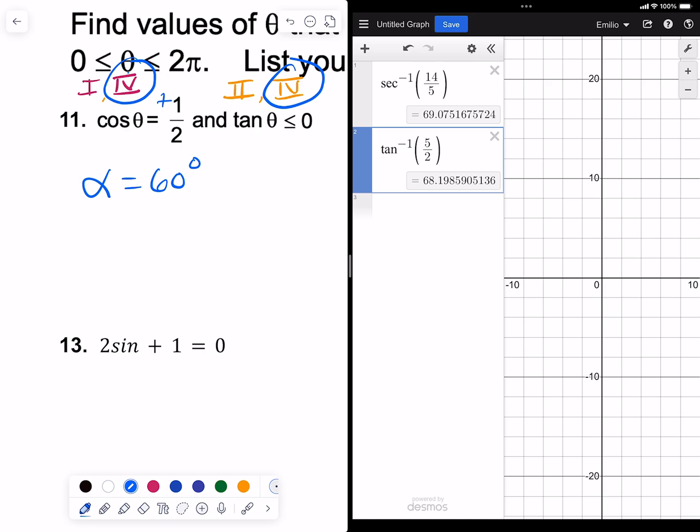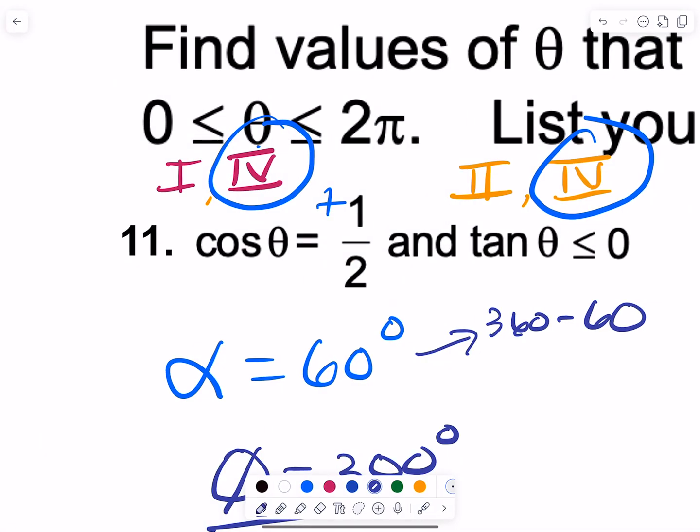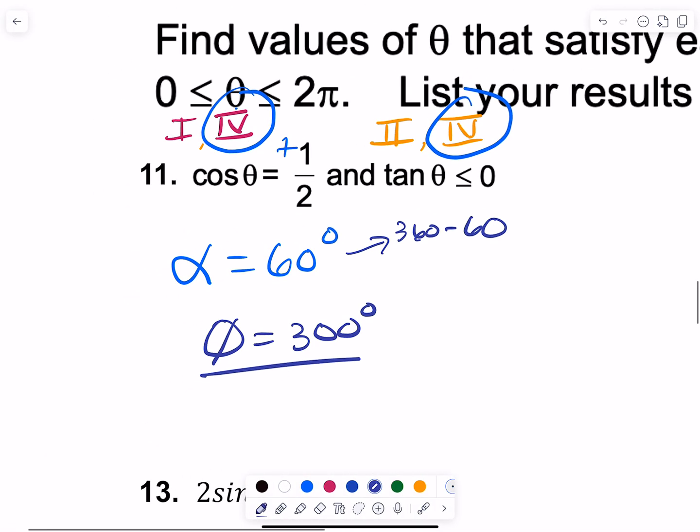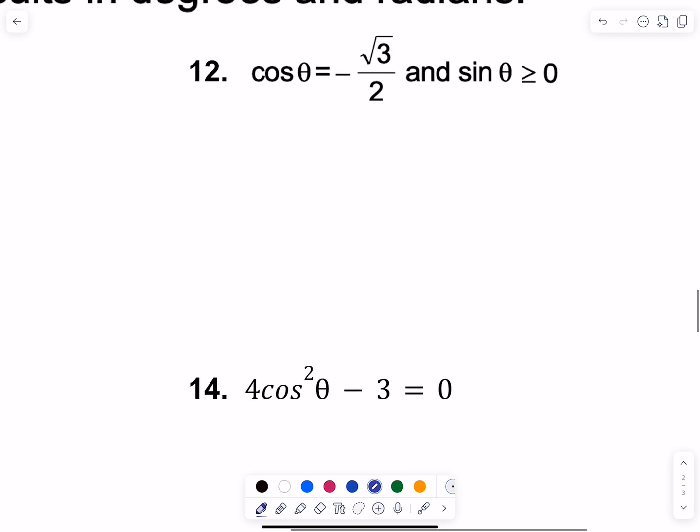So then to get the answer for quadrant 4, we're going to take this number and do 360 minus 60. So our answer is going to be 300. And you're done. So notice how it's the same. I did not use the calculator. Let's close it. We don't even need it anymore. So notice how we're not using the calculator.